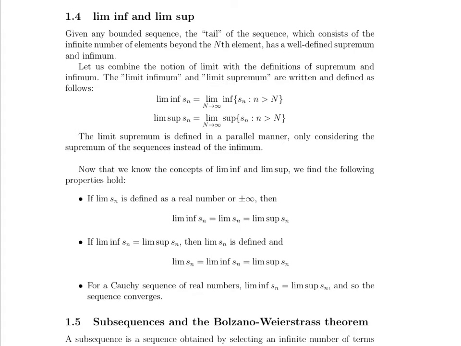First, let's look at the limit infimum. It's written like this: lim inf of S sub n, the limit infimum of the sequence S sub n, and it's equal to the limit as N goes to infinity of the infimum of the elements in S sub n that come after the index big N. Similarly, the limit supremum is written lim sup S sub n, the limit supremum of the sequence S sub n, and that equals the limit as big N goes to infinity of the supremum of the set S sub n, where the elements are the elements in the sequence that come after the index big N.